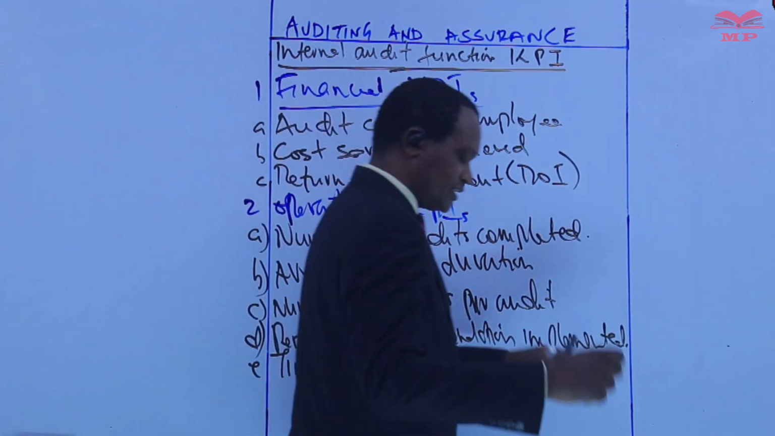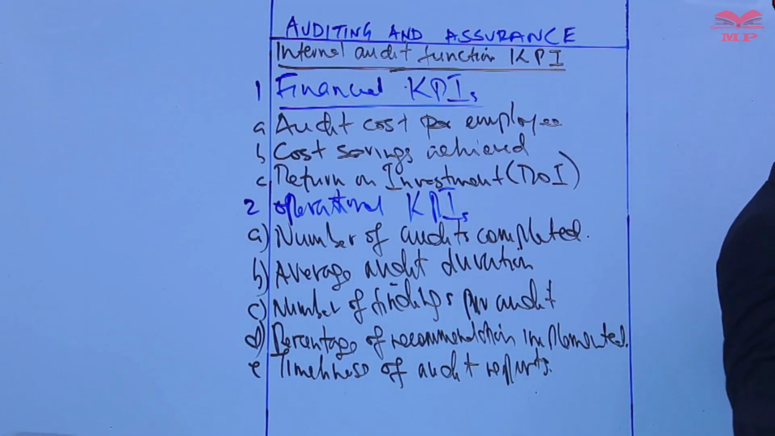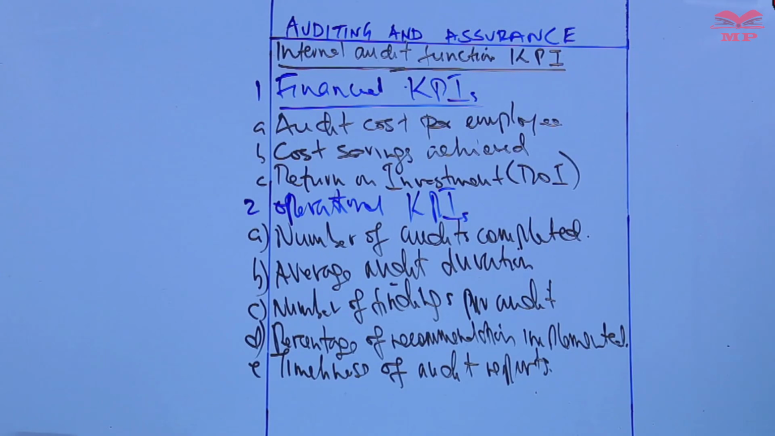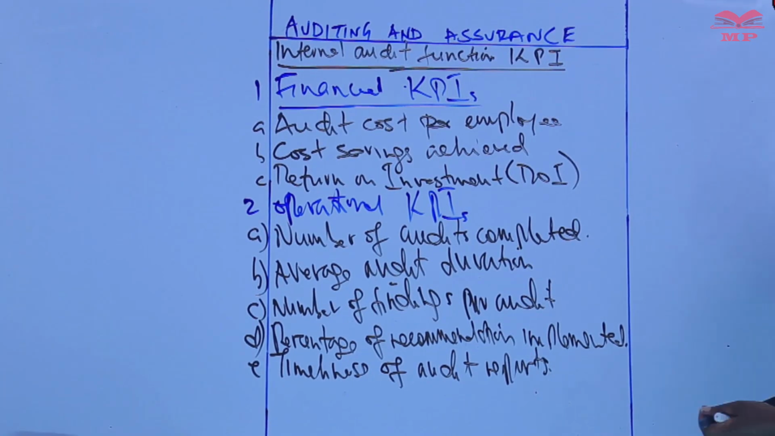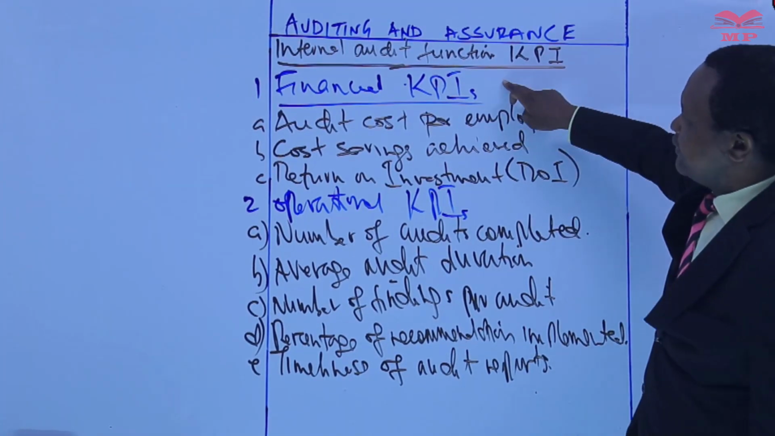Currently, we are discussing internal audit function key performance indicators. Internal audit function key performance indicators. And the first indicator is the financial indicators.